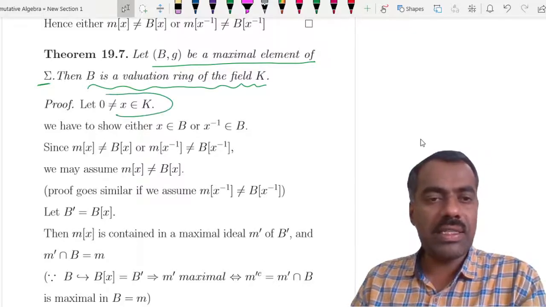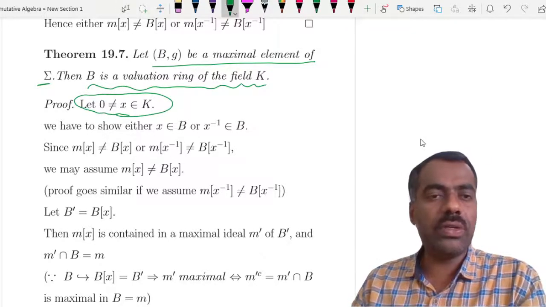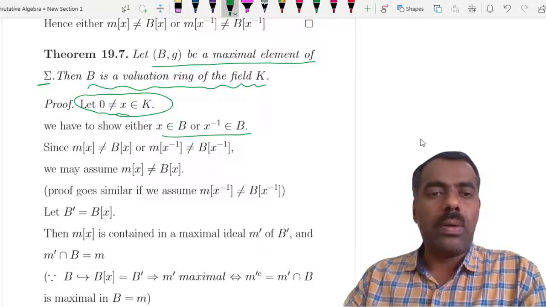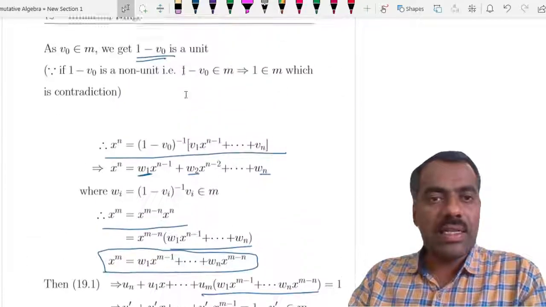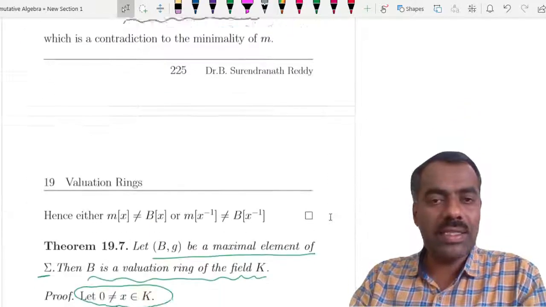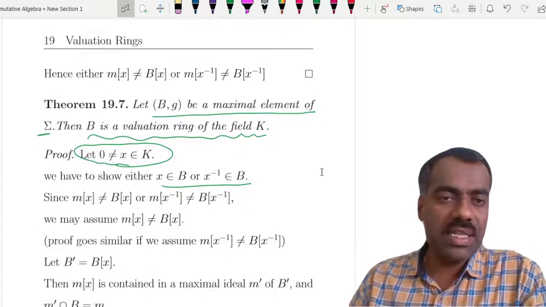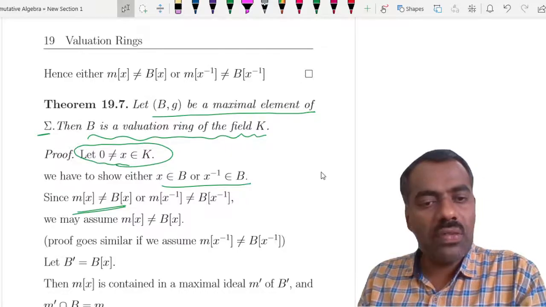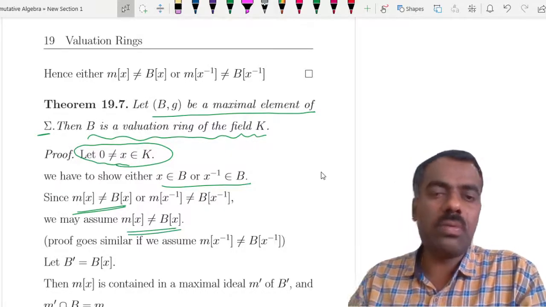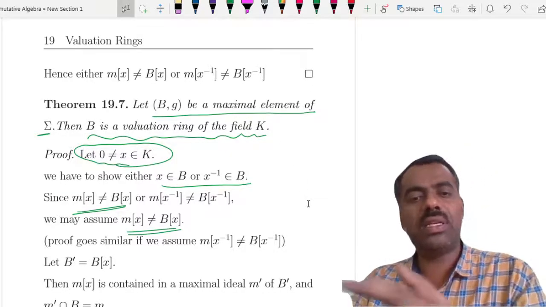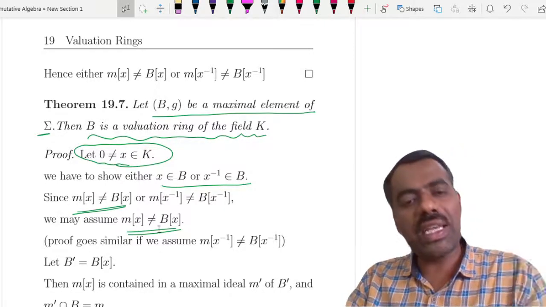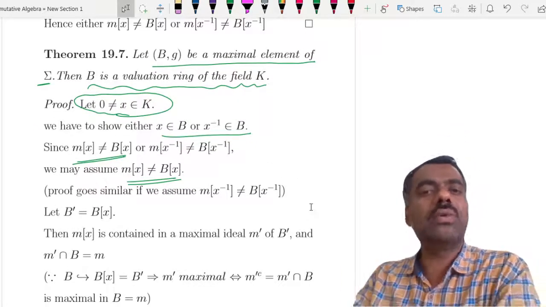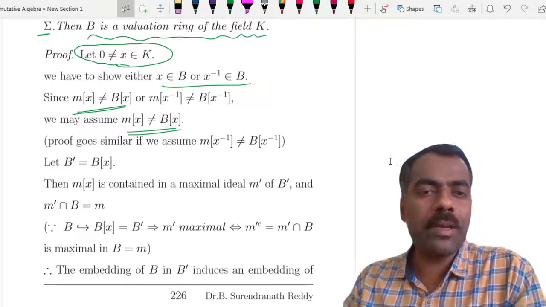Say, consider x which is non-zero. We want to show that either x is in B or x inverse is in B, right? By the previous result that we have proved, take M[x] and M[x inverse], B[x] and B[x inverse]. One of them is not equal. So we will assume that M[x] is not equal to B[x]. The other proof is similar. If you consider this, you will prove that x is in B. If you consider the other case, M[x inverse] is not equal to B[x inverse], we will show that x inverse is in B. That's all.